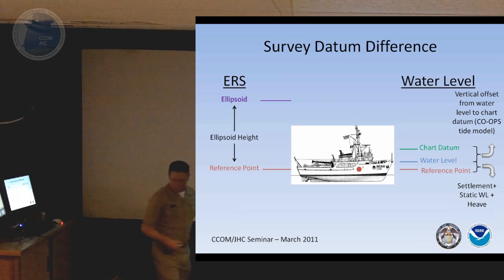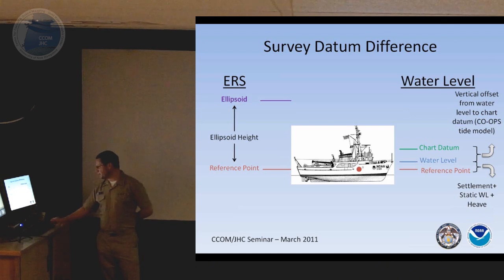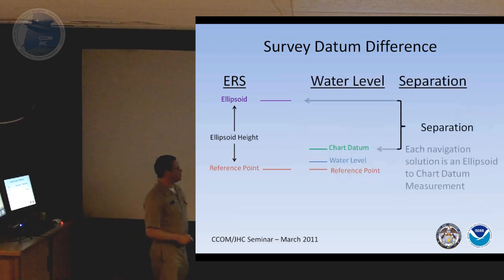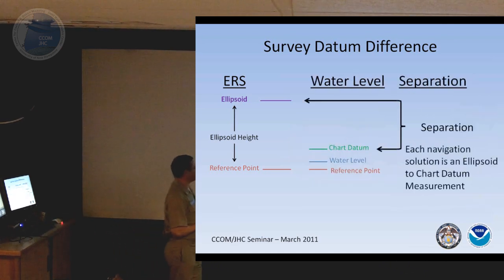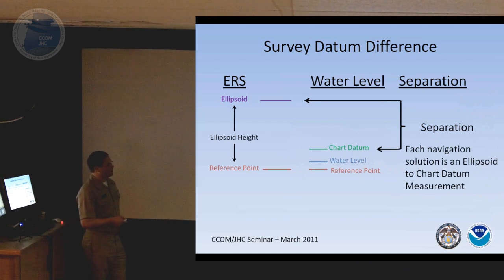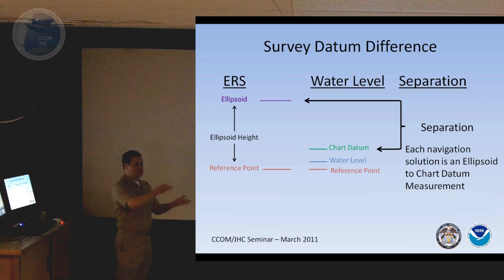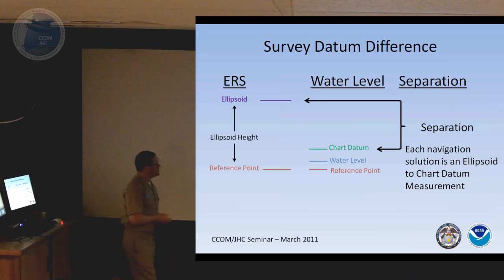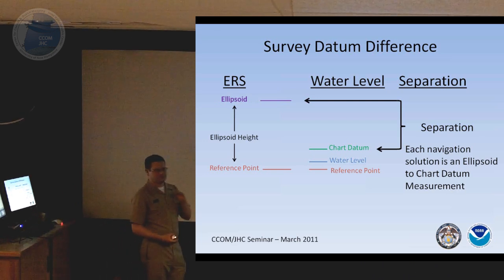So if we apply them to our ellipsoid height, that essentially means you can get from the ellipsoid to your chart datum for each of your navigation points. So your ellipsoid height that you're producing as you go along, if you just apply a water level and then apply a chart datum, you essentially get measurements as you go along of that difference. And then essentially you can go along and smooth them all. And you get a surface that would represent something like VDatum. That would be this difference between the ellipsoid and your chart datum.